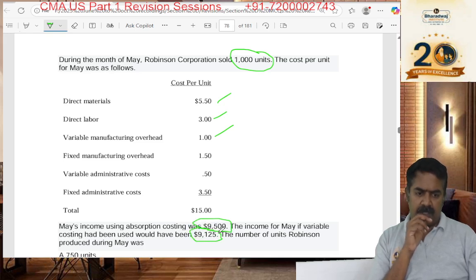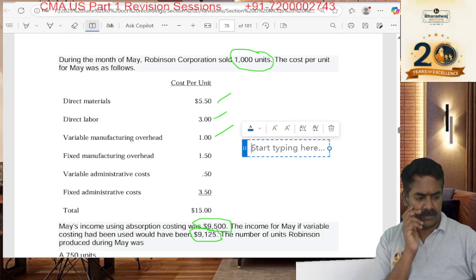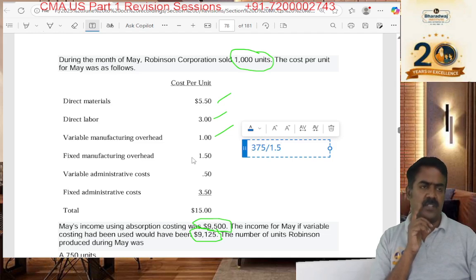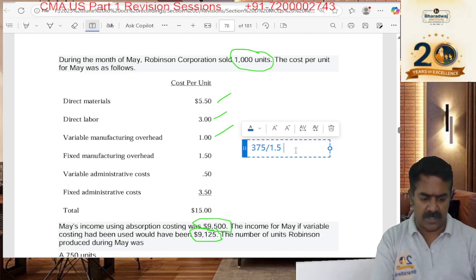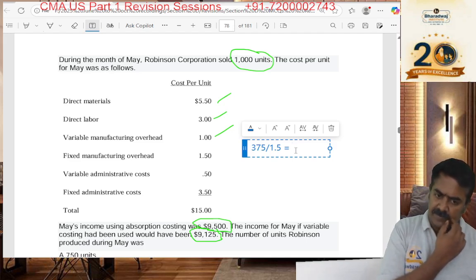Difference between absorption and marginal costing is given. 375 divided by 3.5. Fixed manufacturing units. How many units? 250.